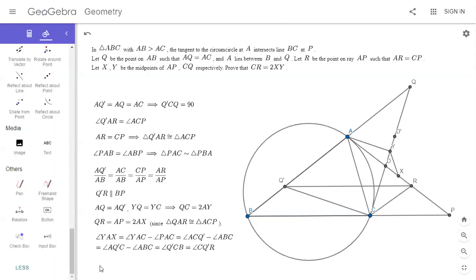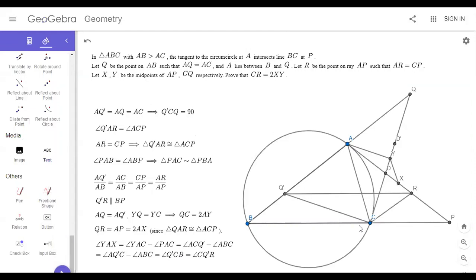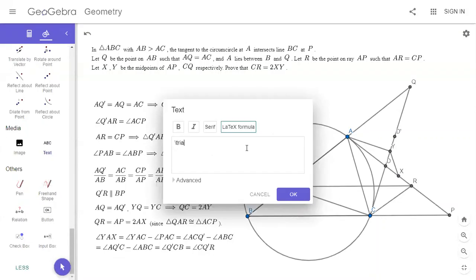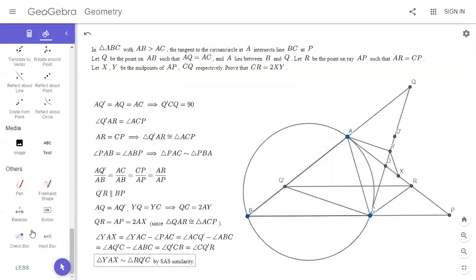Oh, that's enough to do it. That is the angle we want. I don't know why I got so confused. So that solves it by side-angle side similarity. I don't know why I was thinking we wanted to show AYX is equal to Q prime CR. But yeah, that finishes it off. So then we have triangle YAX is similar to triangle RQ prime C by side-angle side similarity. And so that means that CR is equal to 2XY.